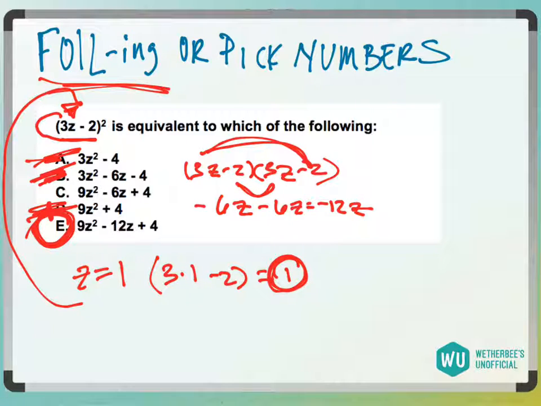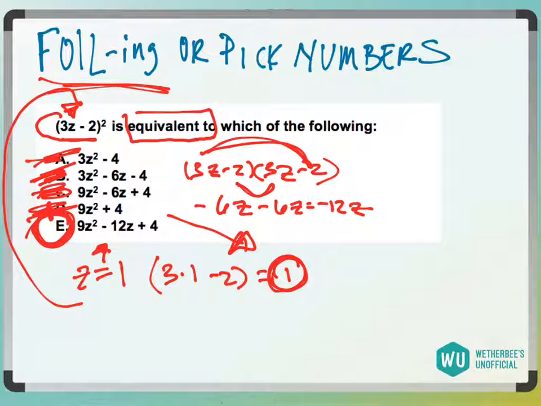Now I want to take the z and plug it into the z's in my answer choices. Whichever one spits out 1 must be the answer because it's equivalent to it, right? So if I look at A, it would be 3 times 1 minus 4, which would be -1. If I look at B, it would be 3 minus 6 minus 4, which would be -10 plus 3, which would be -7, right? If we look at C, it would be 9 minus 6, which would be 3 plus 4, which would be 7, and we know that's wrong anyway.